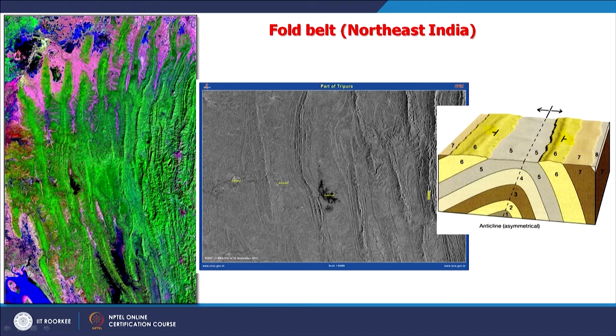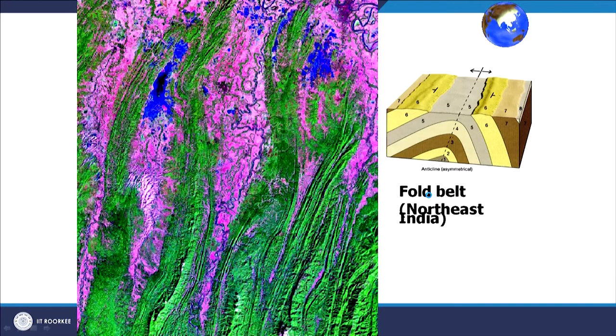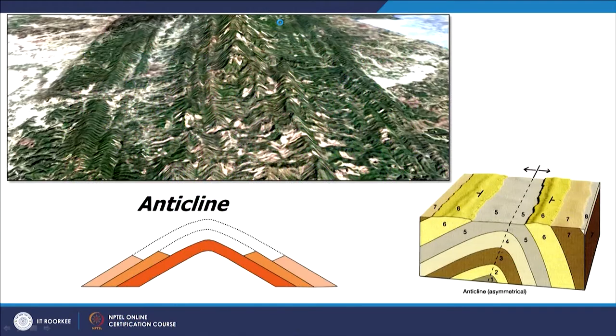So we started with very simple interpretations using those keys which we discussed in the previous lecture, and now we have started interpreting using these images along with, of course, our geological knowledge. We started interpreting what is beneath the surface in this area, and for individual folds and other things we can identify. Similarly here, when we zoom in further, we can individually see the closures seen here. Here also the closures are there, a fold belt again in northeast India, and an asymmetric anticlinal fold is there.